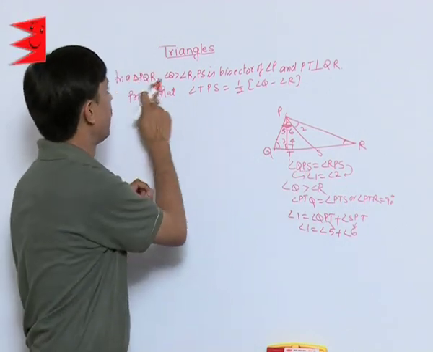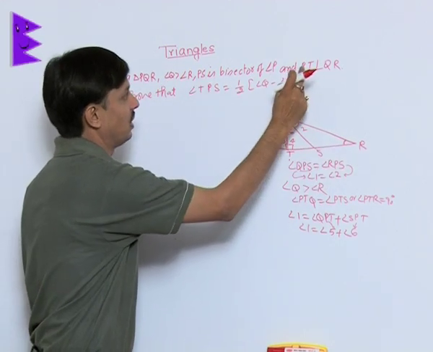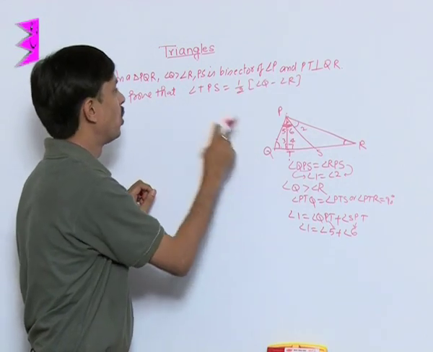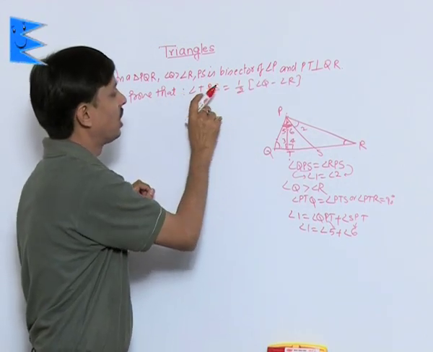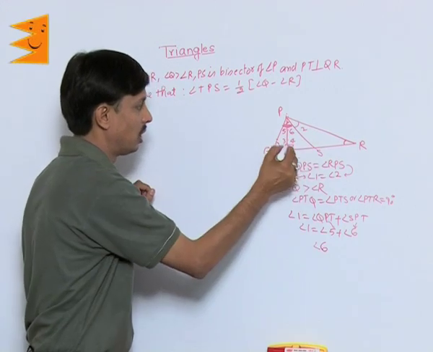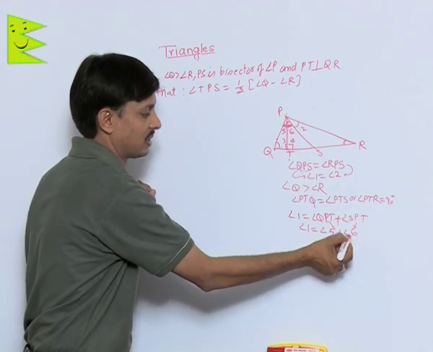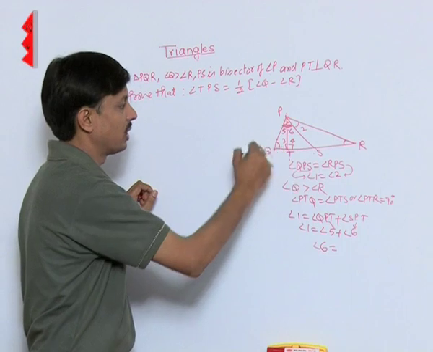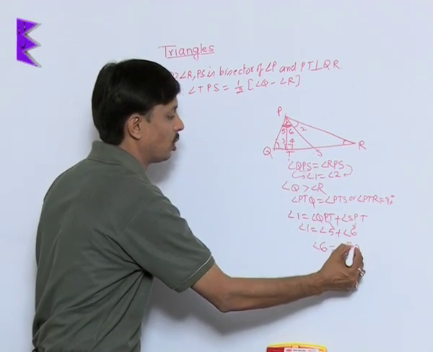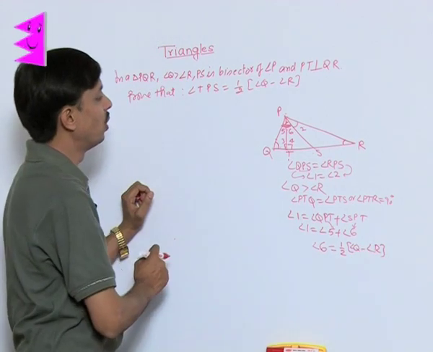Now in triangle PQR, angle Q is greater than R. PS is the bisector of angle P. PT is perpendicular to side QR, which is shown here. Prove that angle TPS, that is angle 6, TPS is angle 6. This has to be equal to half of angle Q minus angle R. This we need to prove.